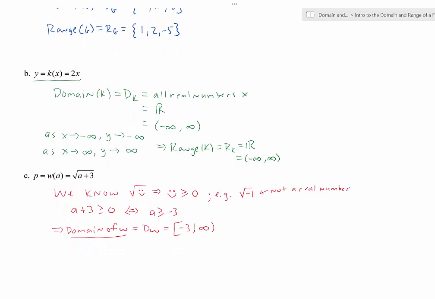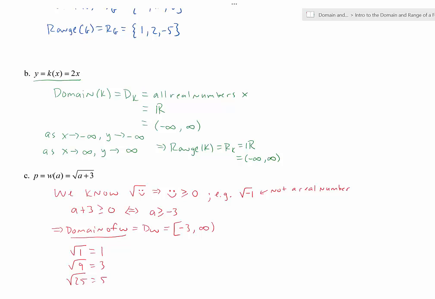Finally, the range of w here is the corresponding outputs that we plug in. We know something about how square roots act as their inputs get larger. Square roots get bigger as their inputs get larger. Just think of it: the square root of 1 is 1, the square root of 9 is 3, the square root of 25 is 5. So as I plug in larger and larger values into my roots, I get bigger and bigger outputs. The outputs grow. So this function is going to grow to infinity as I plug in larger and larger input values.